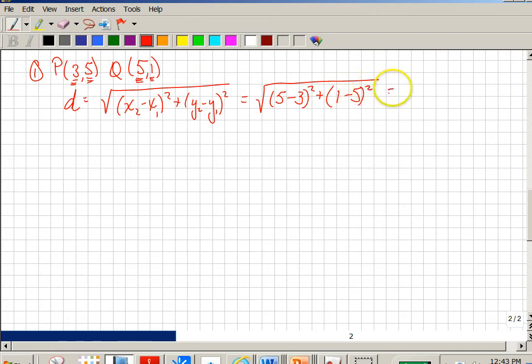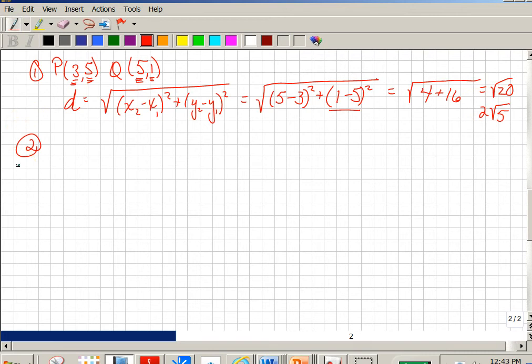And the rest is just basically arithmetic. Use your calculator if you need to get those differences and those squares. But 5 minus 3 is 2, squared is 4. And then 1 minus 5 is negative 4 squared, which is 16. You get the square root of 20, which breaks down into 2 root 5. So I'm not going to show every little tiny step. Most of these things you already know how to do.